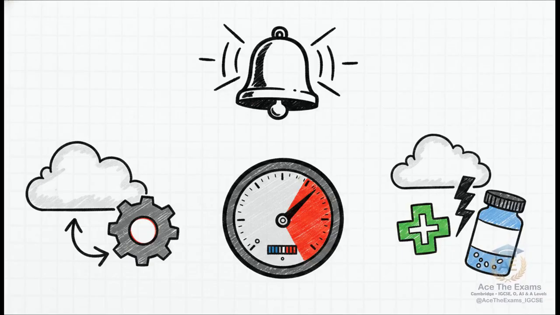And mistake number 3, the absolute ultimate classic error, providing generic answers. If the question is about a local neighborhood pharmacy and you write a beautiful generic essay about public clouds without once mentioning patient data security or prescription databases, you will score a flat 0 for application. Always, always link every single point to the specific scenario they gave you.